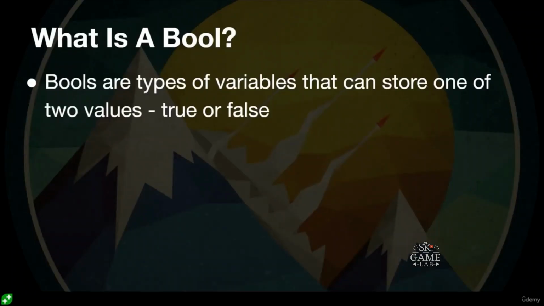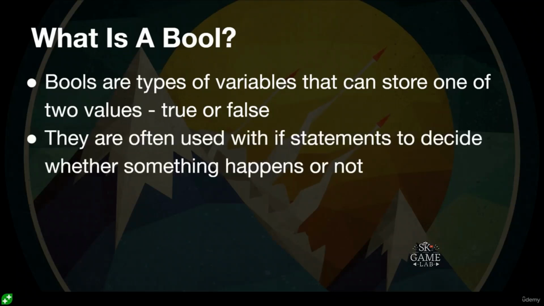Well, bools are types of variables that can store one of two values, either true or false. And they're often used with if statements to decide whether something happens or not. So if something's true, do the thing. If it's false, don't do the thing. So bools are very handy from that point of view.